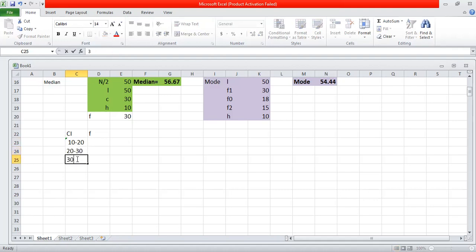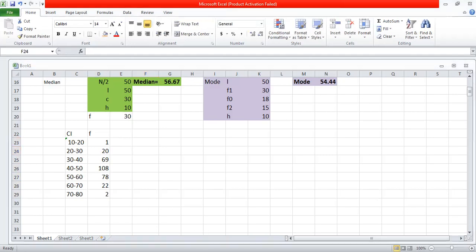Next is 30 to 40, 40 to 50, 50 to 60, 60 to 70, and 70 to 80. And the frequencies are given as 1, 20, 69, 108, 78, 22, and 2. So for this question, I have to find the coefficient of skewness and kurtosis.